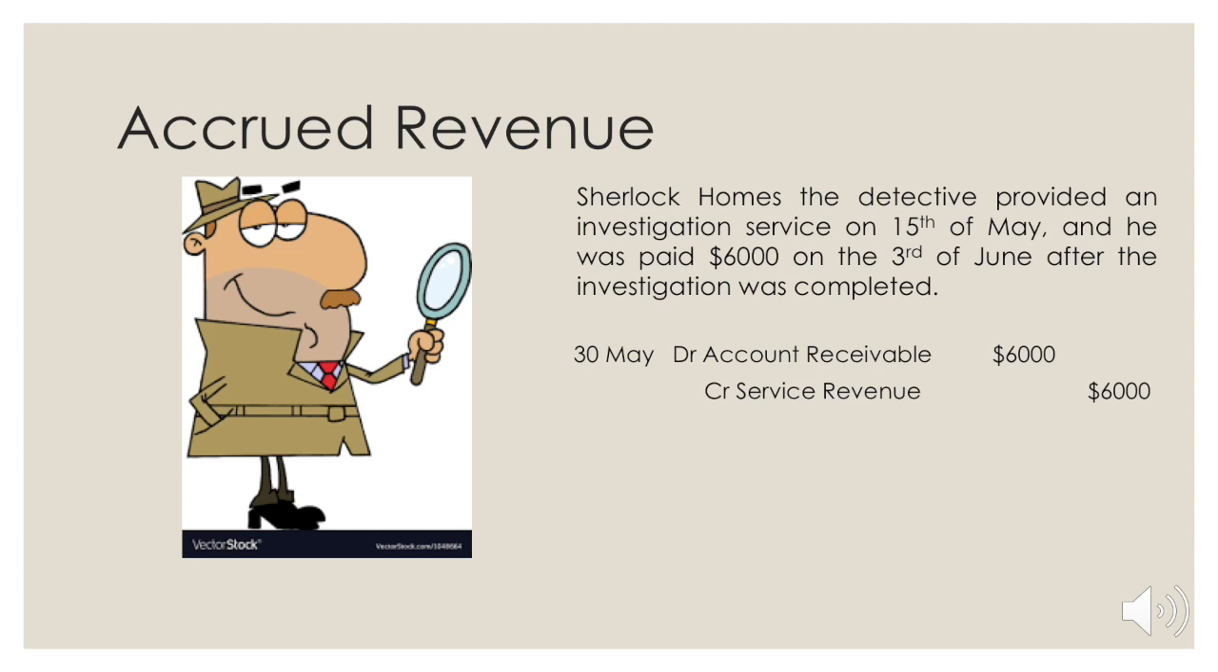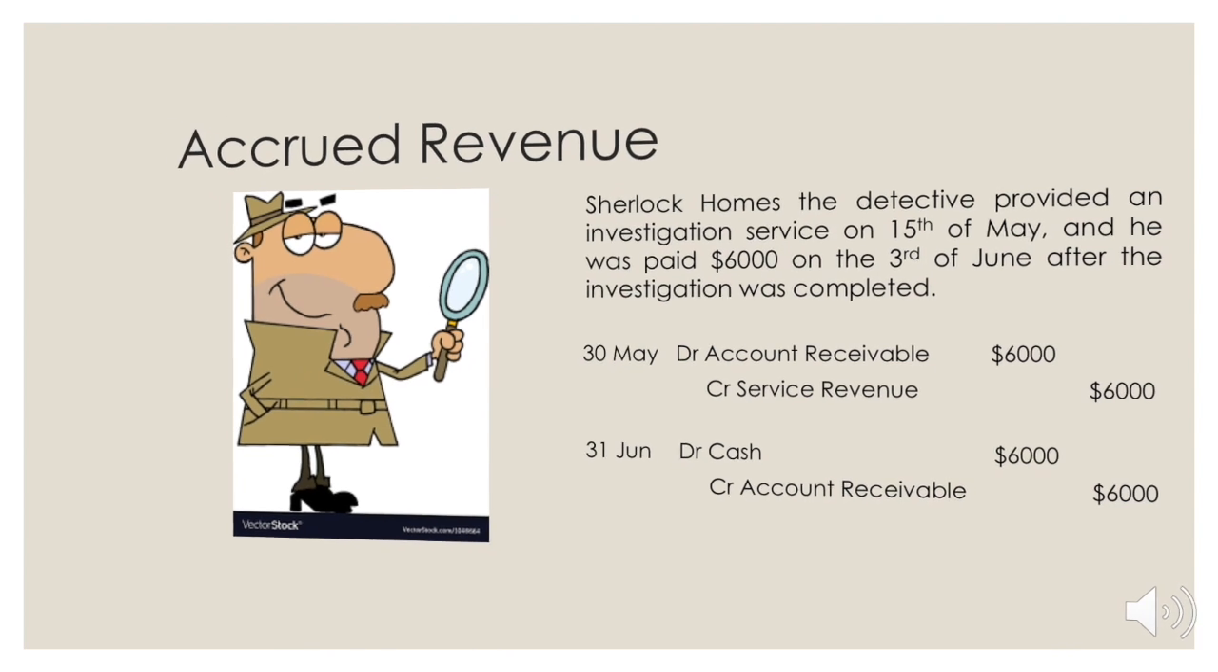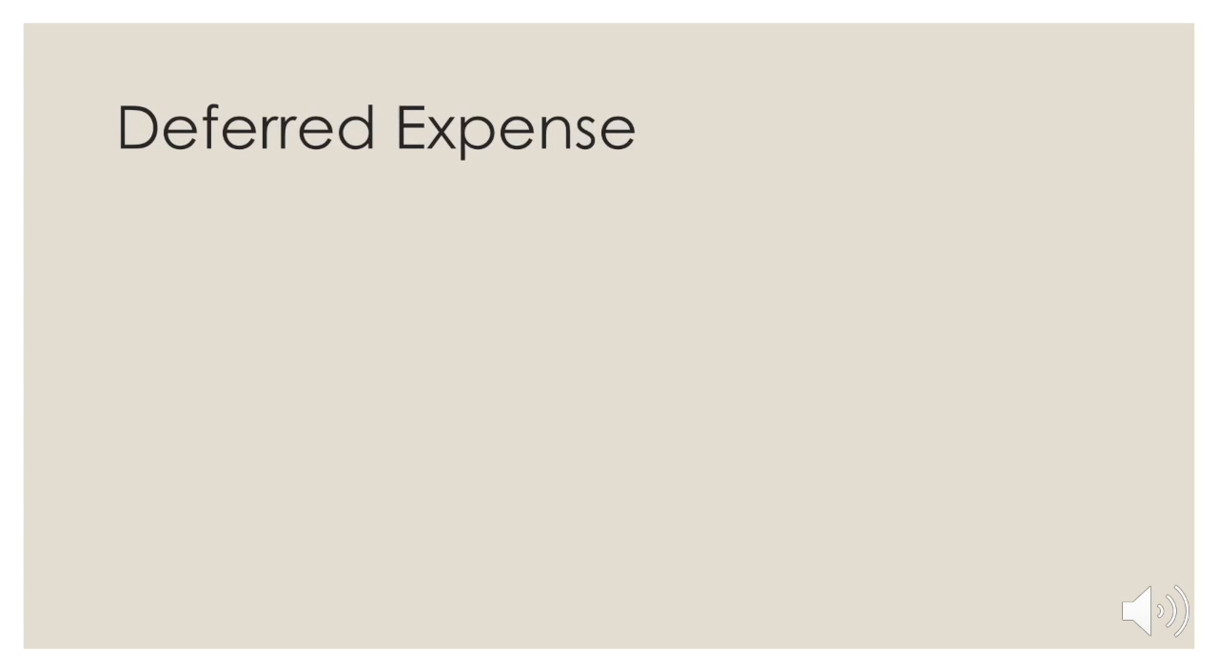Thus, Sherlock would record his $6,000 of revenue at the end of the month by debiting accounts receivable and crediting service revenue. He will adjust his entry at the end of the next period after the payment has been received by debiting cash and crediting accounts receivable.